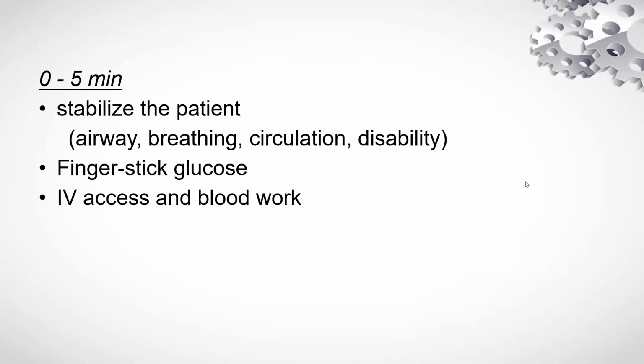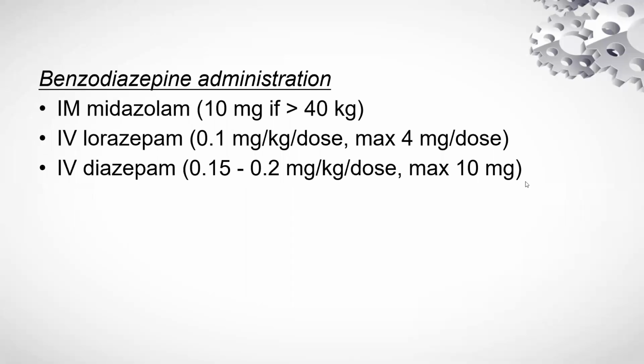When a patient presents with status epilepticus, our initial aim is to stabilize the patient. We have to check the airway, breathing, circulation, etc. We should check glucose, and we should obtain an IV access and send the blood for testing. We should be able to do these things within 5 minutes. And then we could first give a benzodiazepine. The options available are midazolam, lorazepam, and diazepam.